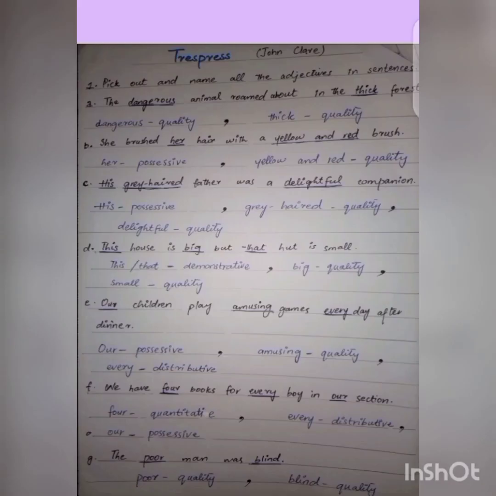Let's start doing so. And the first sentence we have here is, the dangerous animal roamed about in the thick forest. The words that are describing nouns here are dangerous, thick. And both of these are adjectives of quality. B. She brushed her hair with a yellow and red brush. Her, yellow and red. These words are adjectives. Her is a possessive adjective and yellow and red is a qualitative adjective or adjective of quality.